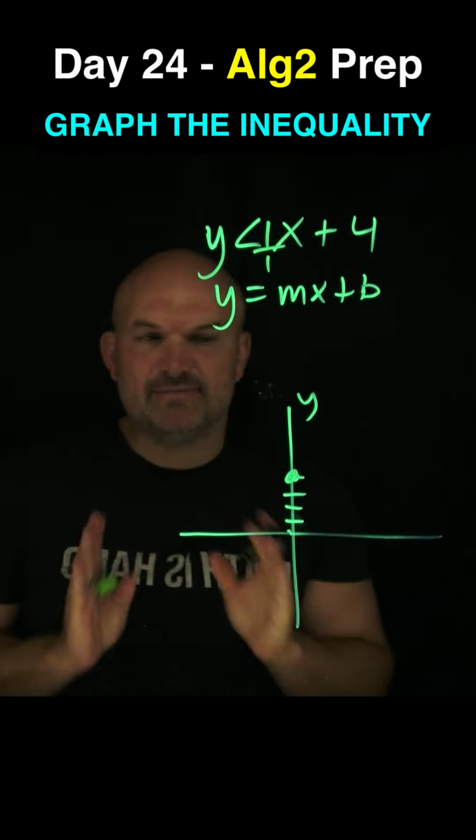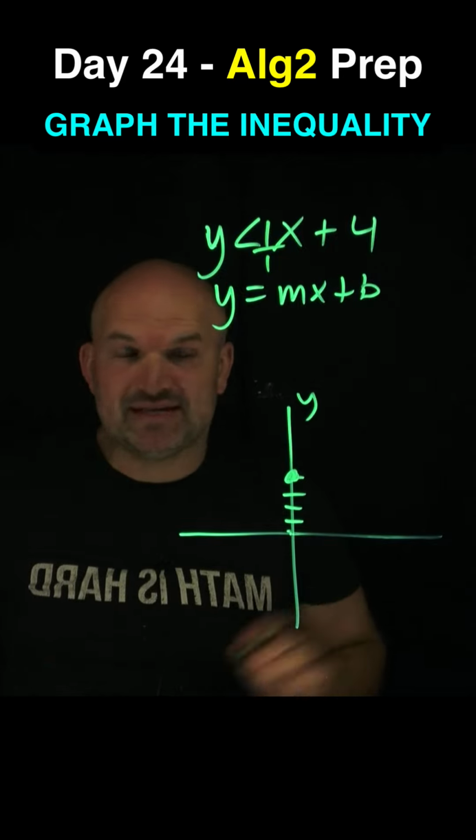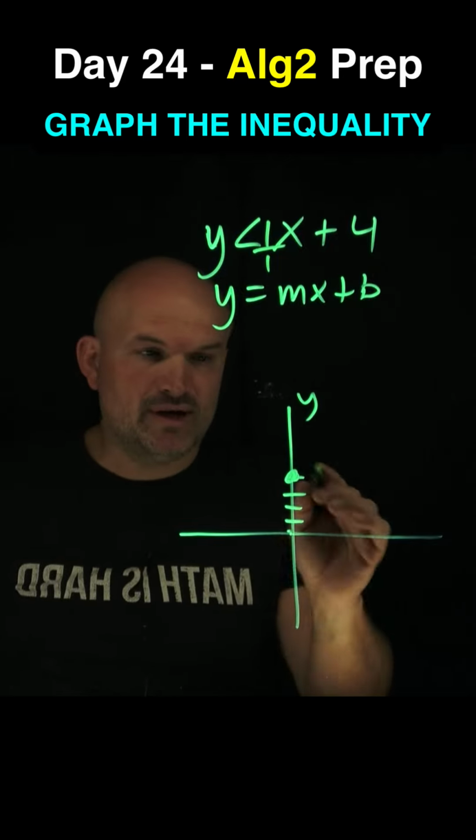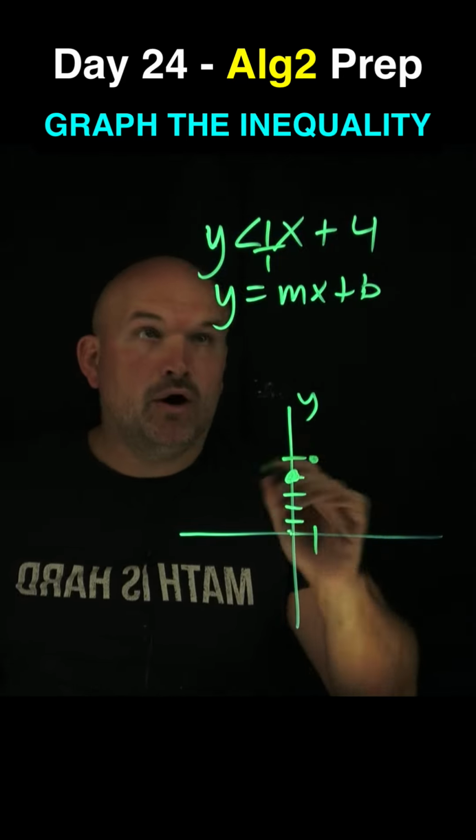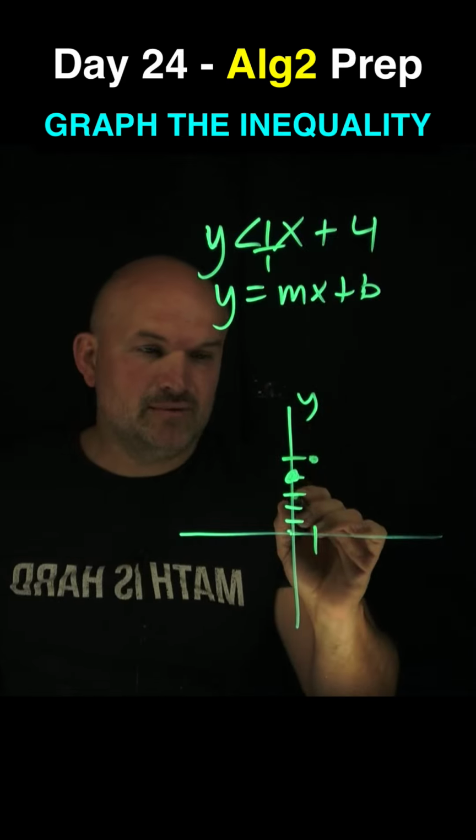So that means the change in my y and my x values between any 2 points on this line is going to be a 1 over 1. So I can go up 1 to the right 1, or you could do a negative over a negative. You could go down 1 to the left 1.